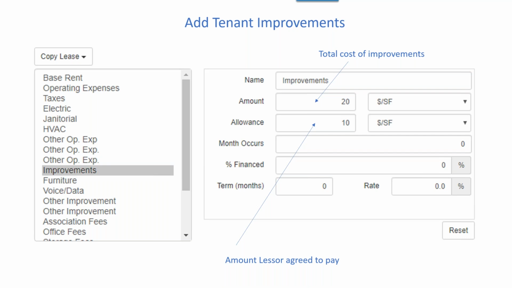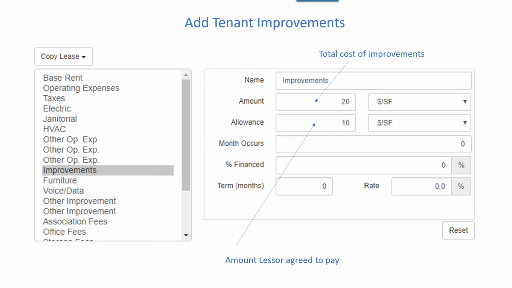So even though the tenant may have to pay 20 per square foot, we're saying, well, as part of you agreeing to sign this lease, we're going to give you an allowance of $10 per square foot. We'll pay for up to $10 per square foot of improvements, or basically give you the money to cover $10 per square foot of improvements when you sign the lease. So the $10 is all that matters here.